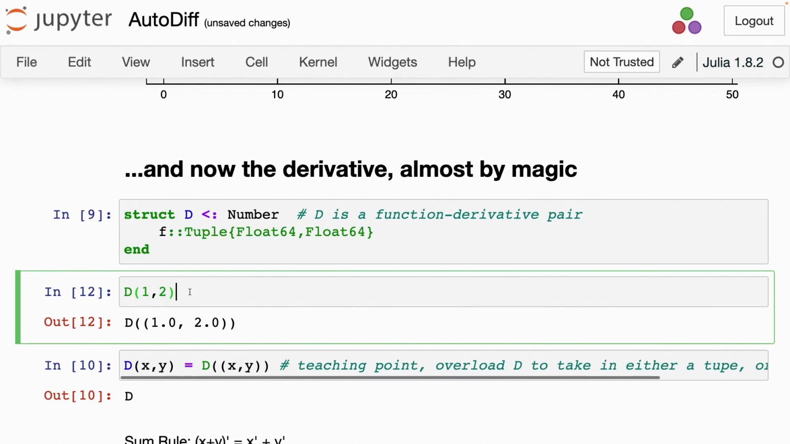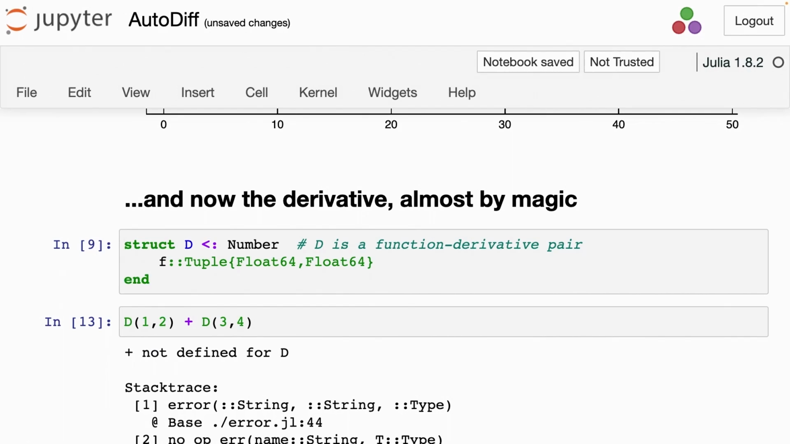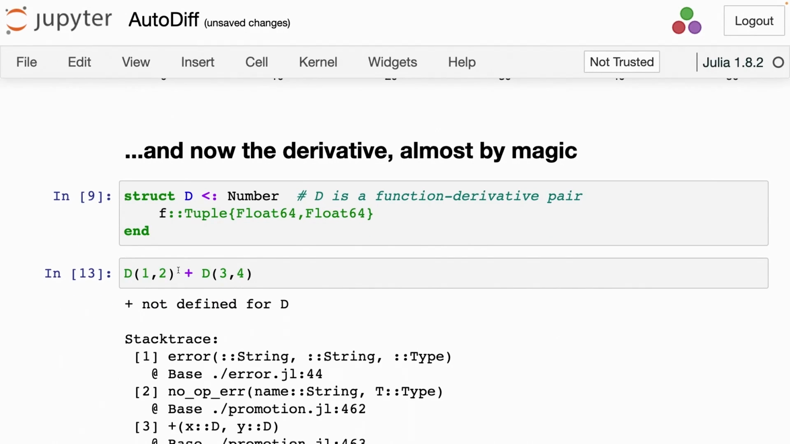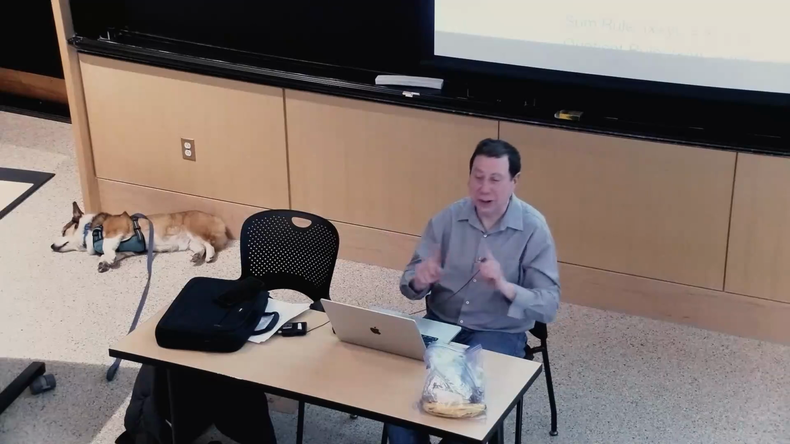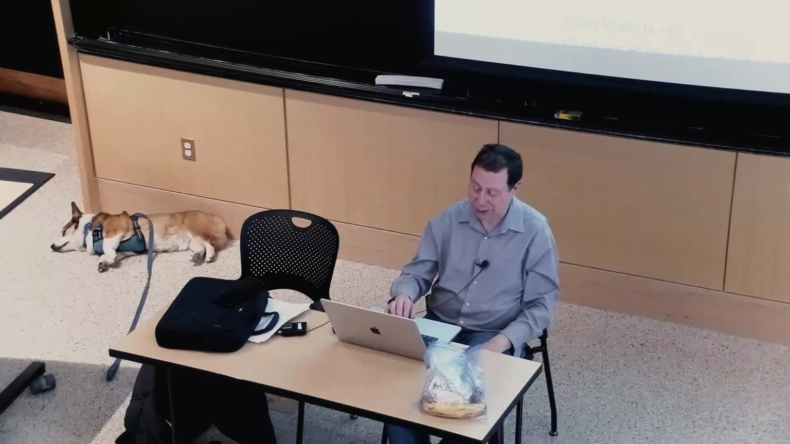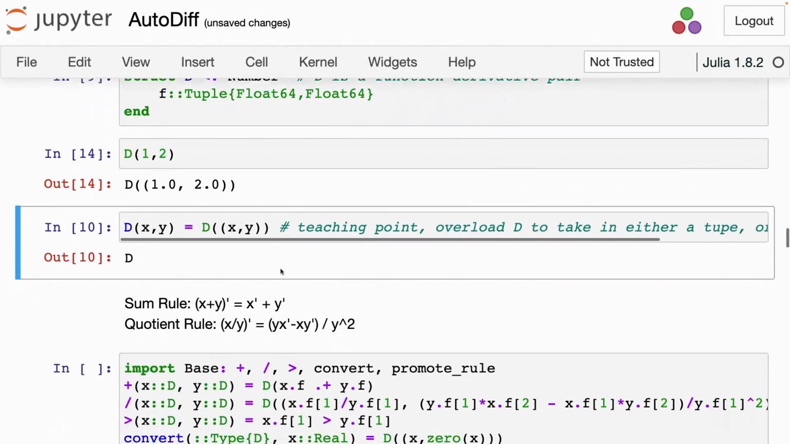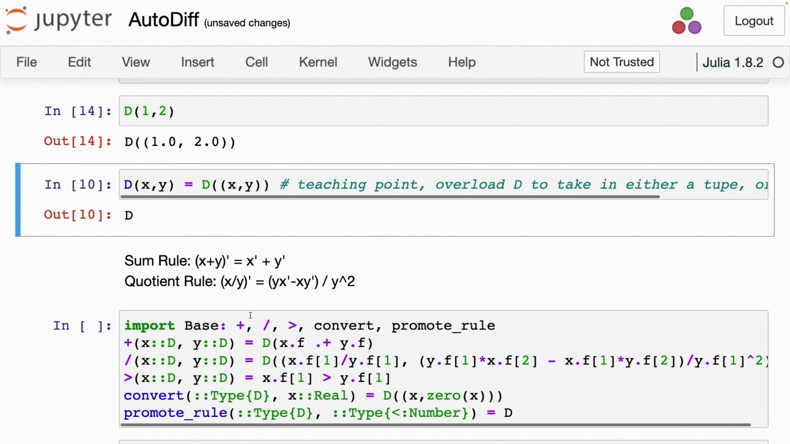I can't add dual numbers yet. If I try, it gets mad at me. Look, plus not defined. All I can do is define a dual number. That's it. It's just a pair of numbers. Can't do anything at all with it, other than store it, right? But here, what I'm going to do is create a few.